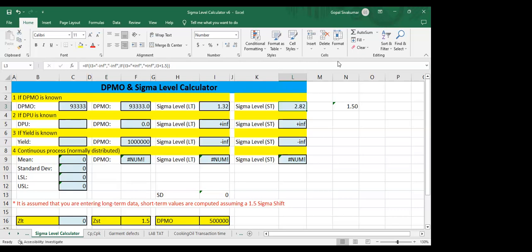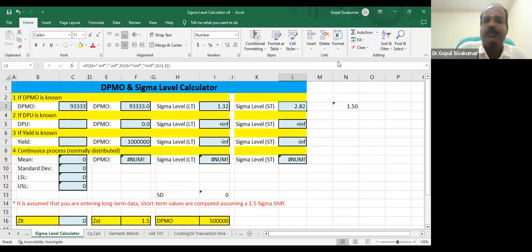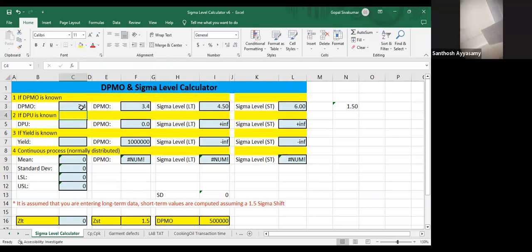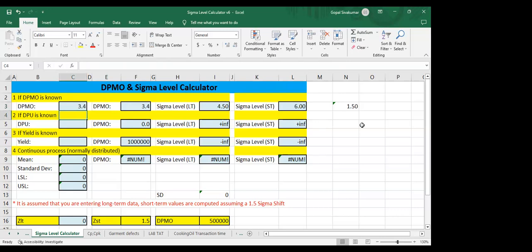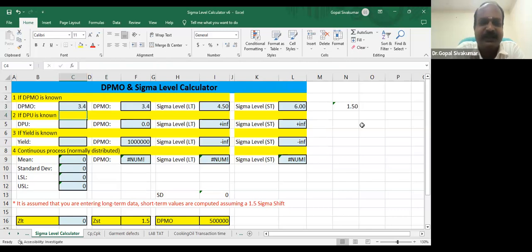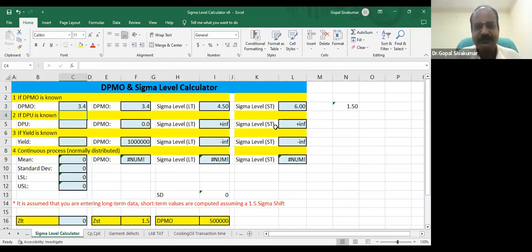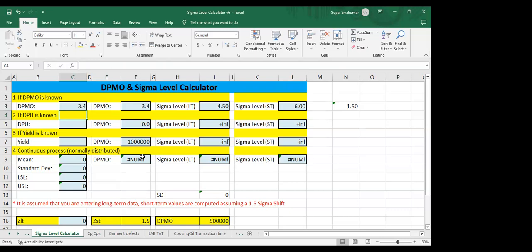If the performance is lesser than 3.4, that's the time your sigma level will become 6. If you want to see that, I should type 3.4 here. Shall I do that? What happens to the sigma level? 6 and 4.5. You are able to see the 6 sigma when the DPMO is 3.4. It doesn't mean that DPMO and sigma level are the same. All right, understood.